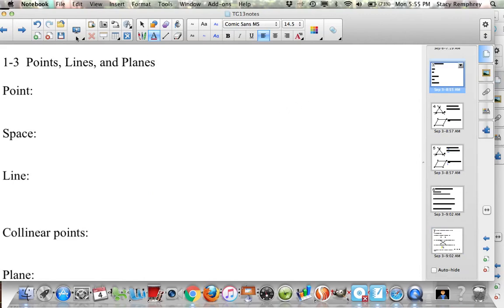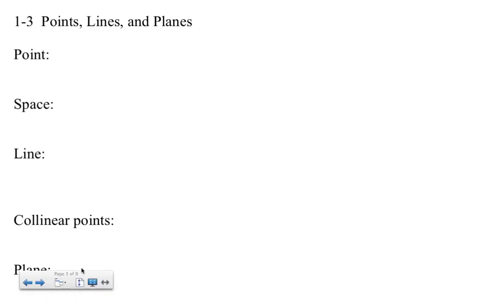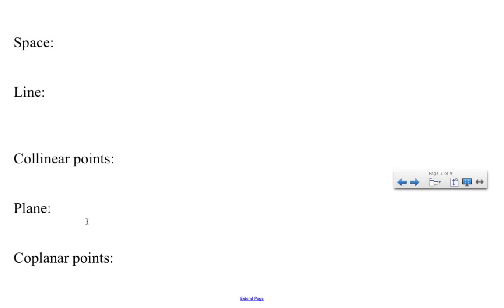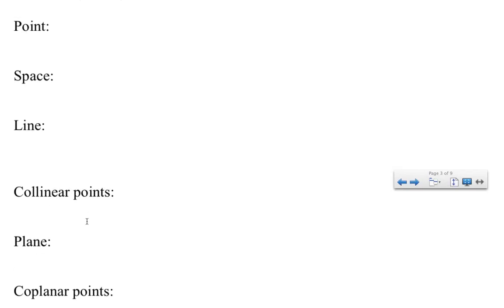Okay, so in 1-3 we start getting into geometry definitions. So we have point, space, line, collinear points, plane, and coplanar points. So there's 6 terms here. And you don't need a video to tell you what these are. So using the resources that are available to you, I would like you to define these.